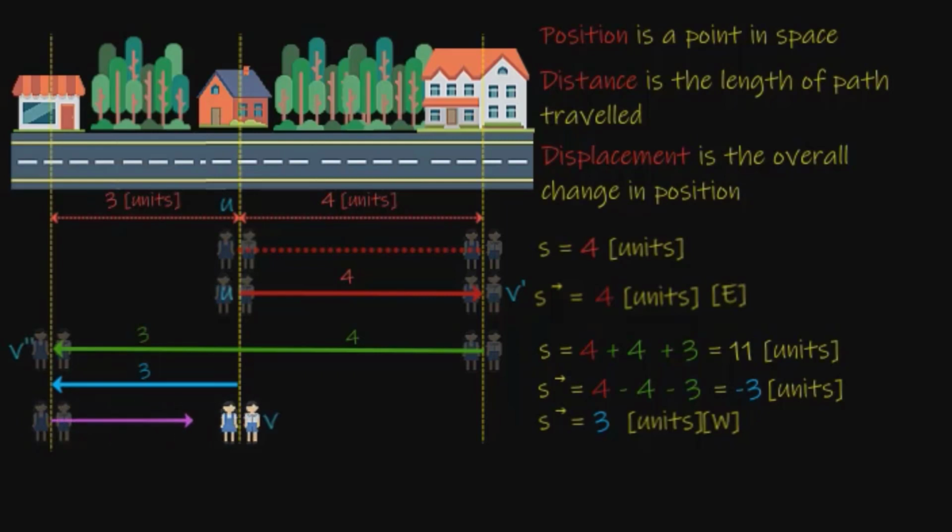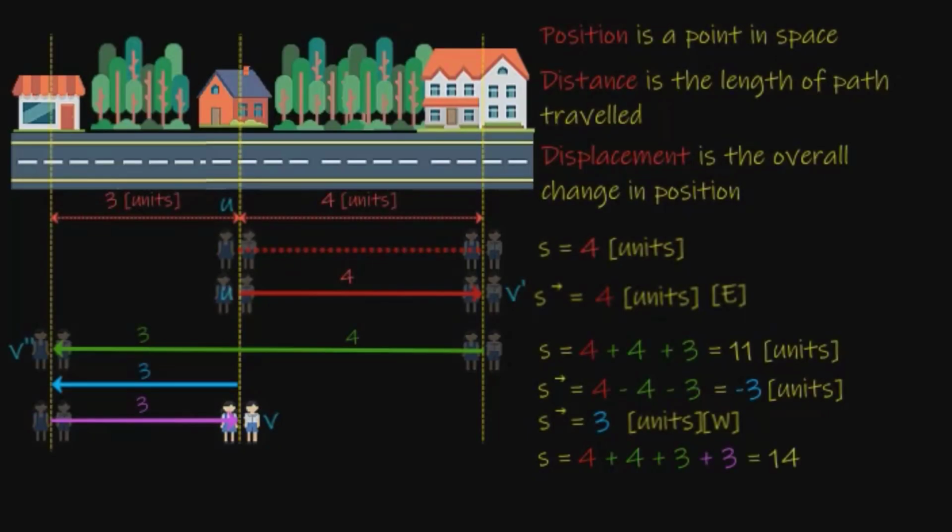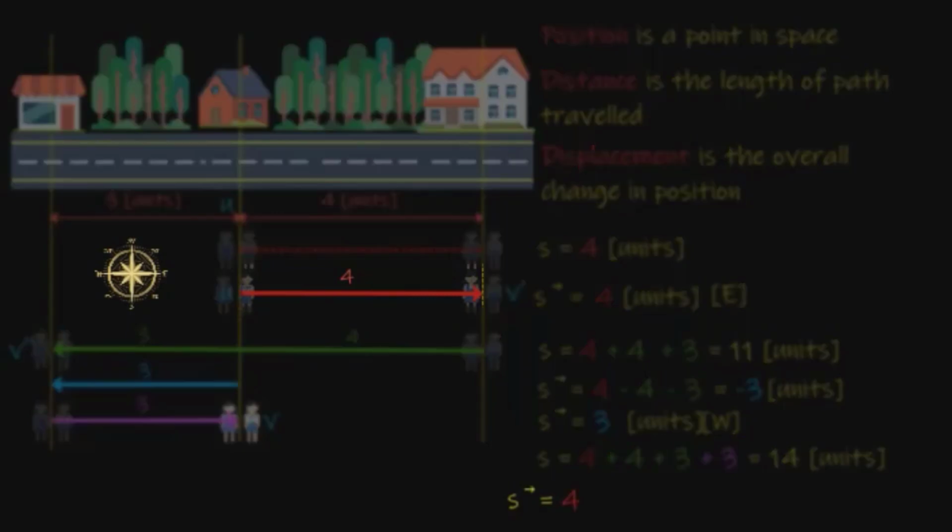When we return home, the total distance we covered is house to school 4, school to house 4, house to shop 3, shop to house 3. It is in total 14 units. The displacement is, let us pick the plus sign for east, so 4 units to the east, 4 units to the west, 3 units to the west, and 3 units to the east. The displacement is 0.